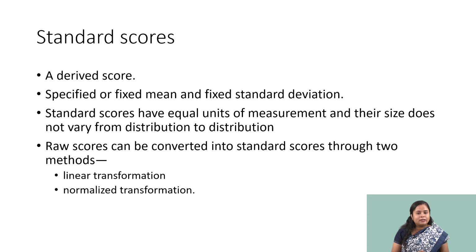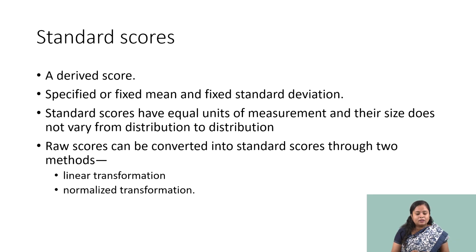It is a derived score. We know that the raw score we get from a psychological test is meaningless without any interpretive data, and these derived scores help us get meaning from that raw score. The standard score is basically a derived score. It has a fixed mean and a fixed standard deviation. For all these standardized scores, there are fixed means and standard deviations.